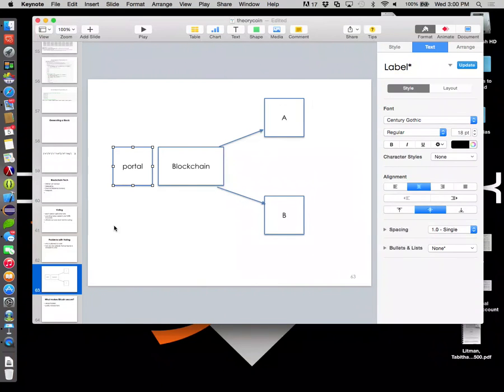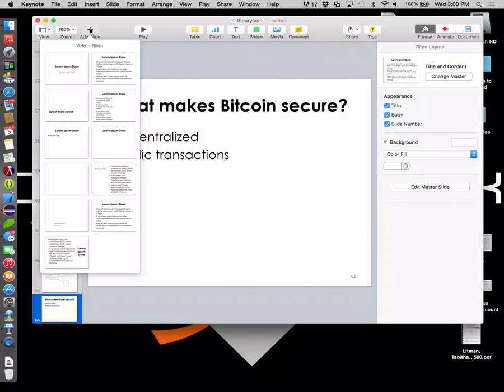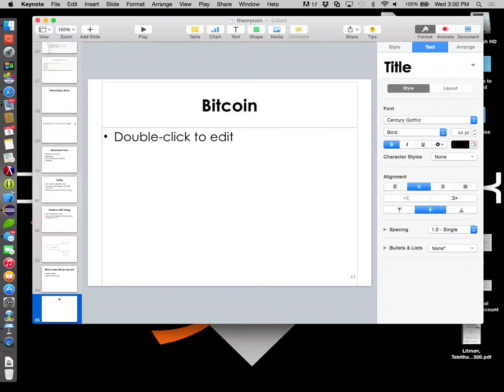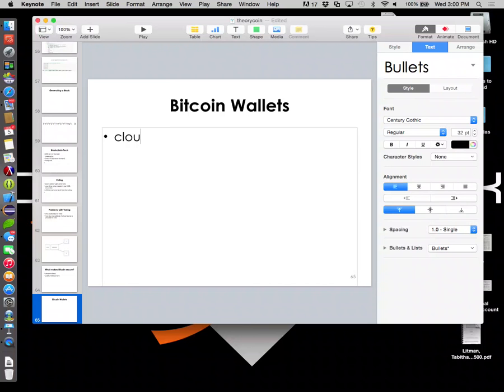So what we're going to talk about next time, and I'll throw a slide up here, is Bitcoin wallets. Cloud-based, local-based. We can each have our own wallet that only we control locally on our machine. Okay? We don't have to go through this centralized place, but that comes with convenience issues. All right, so we'll talk about that on Friday.